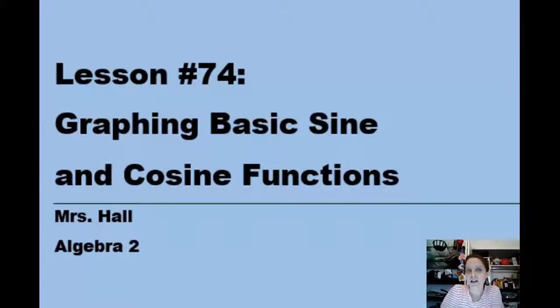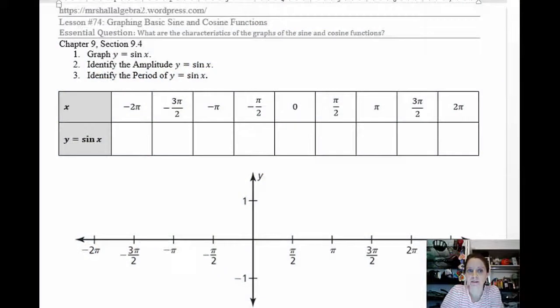Hi, I'm Ms. Hall, and this is Lesson 74, Graphing Basic Sine and Cosine Functions. We're going to begin by looking at y equals sine of x. We're going to graph it, identify the amplitude, and identify the period.